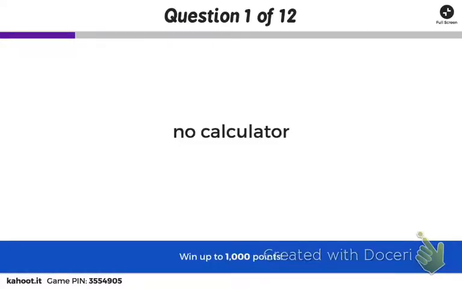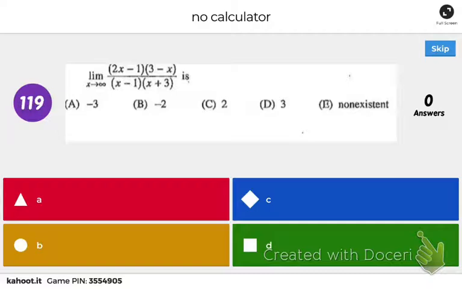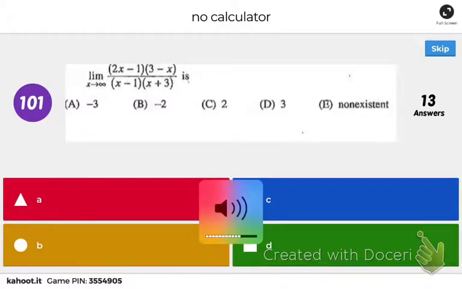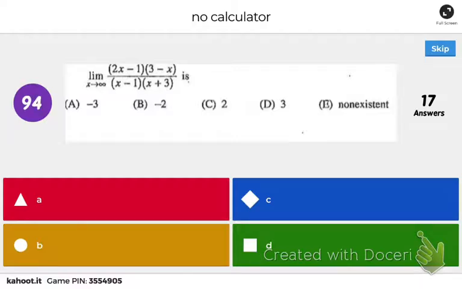Here is question 1. Because I think I can.